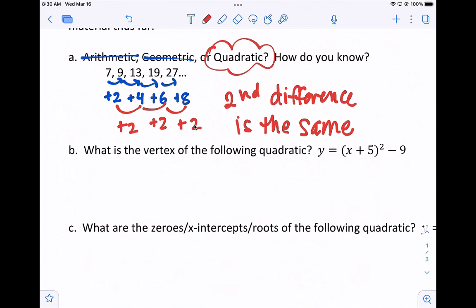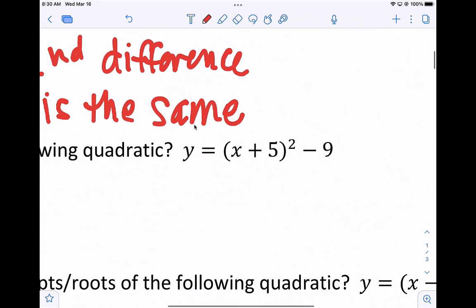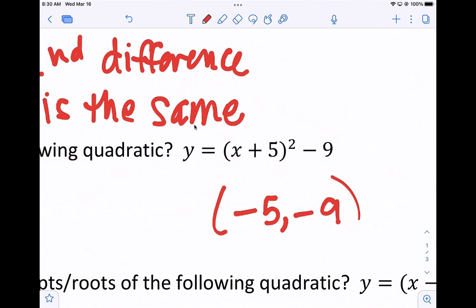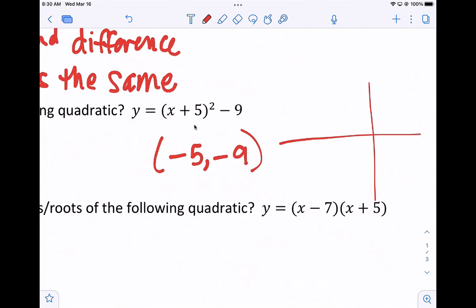For part B, what is the vertex of the following quadratic? And we know that's going to be the opposite of what's inside the parentheses, because this would be left 5 and then down 9. So there's the vertex. If we were to graph it, you would go left 5, down 9 somewhere, and this is what it would look like.